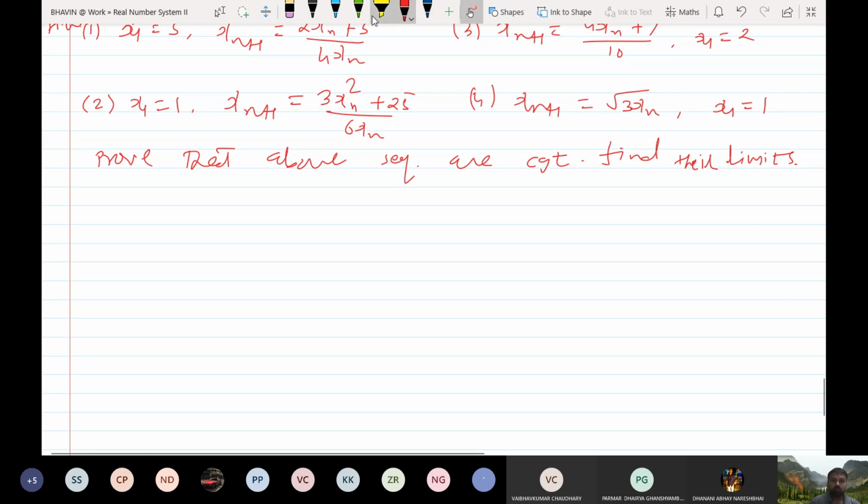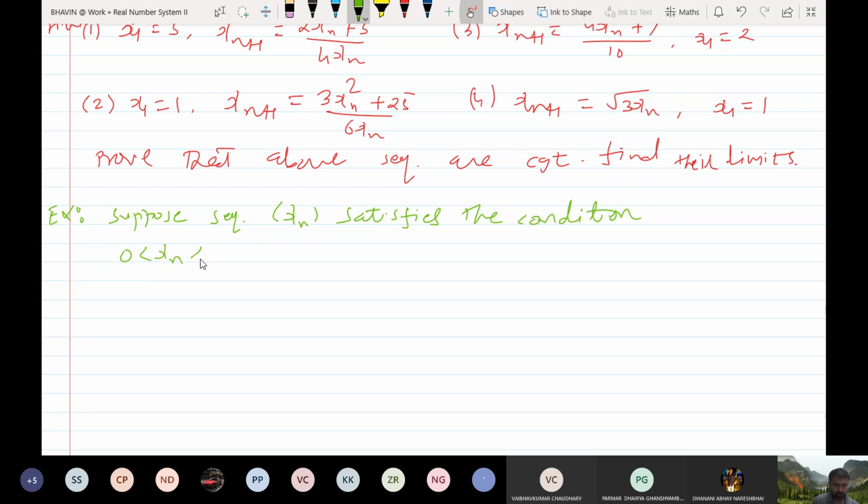Suppose xn satisfies the condition 0 less than xn less than 1, and xn into 1 minus xn plus 1 is greater than 1 by 4 for n belongs to N. Establish the convergence of the sequence and find its limit.